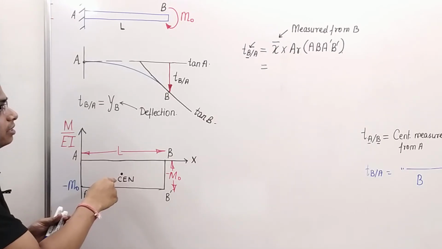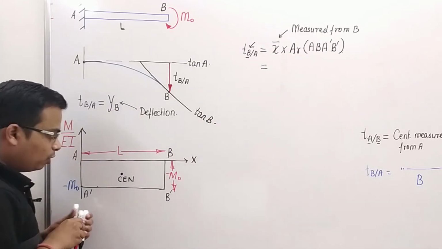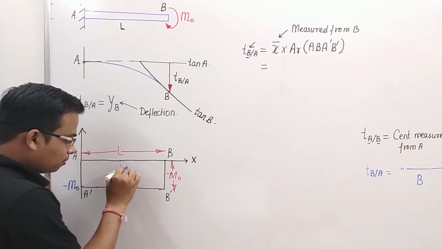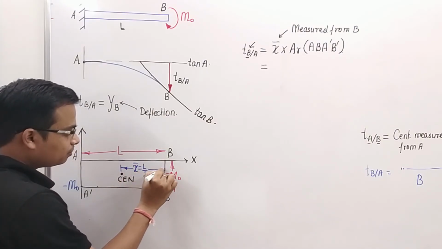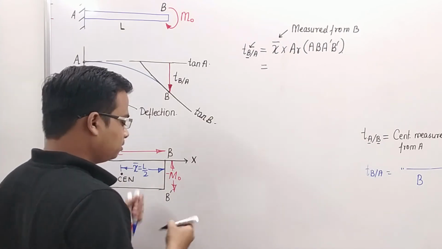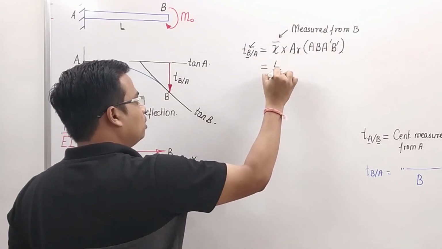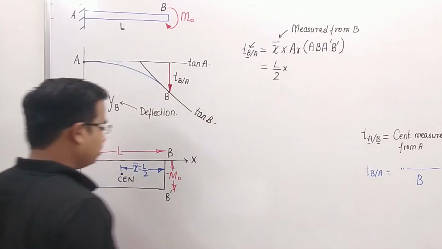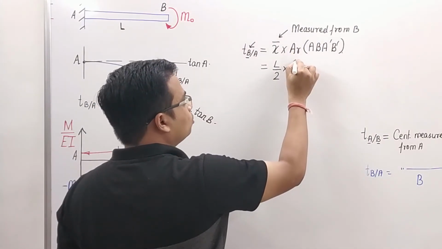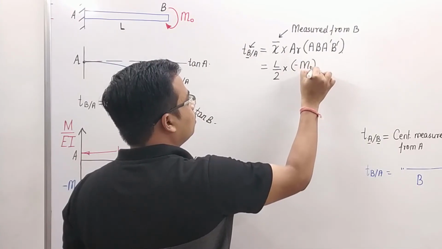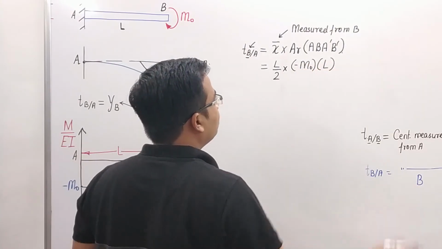This is the centroid. Let me just write this as CEN, right? Where do we need to measure the centroid from? From B. So x bar is equal to what? L by 2, and that's it. You know what x bar is. It's L over 2 multiplied by the area. It's quite simple. Minus m0 multiplied by L.